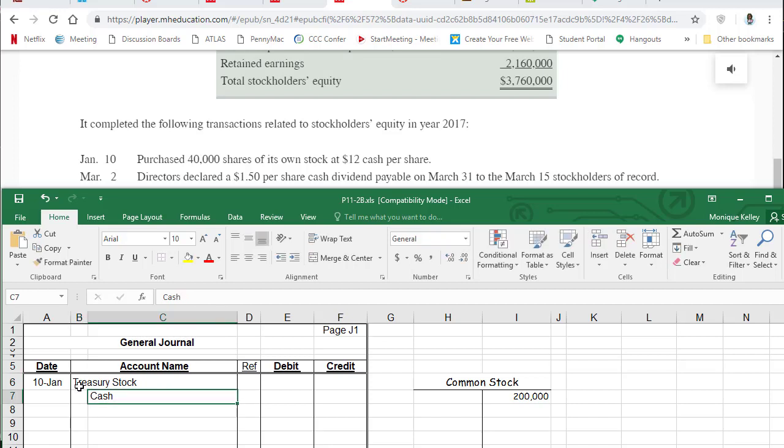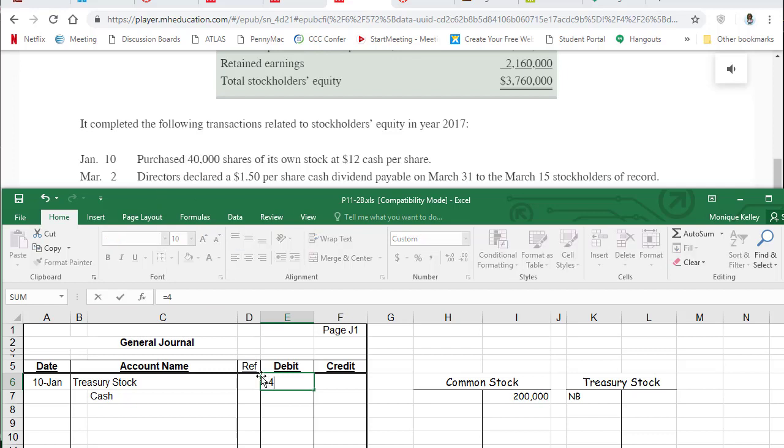Now, treasury stock is an equity account. However, the normal balance of treasury stock will be a debit balance because it's offsetting the equity amount. So this is being deducted against our equity amounts. Now we've got to figure out the amount of the debit. We're going to take the 40,000.